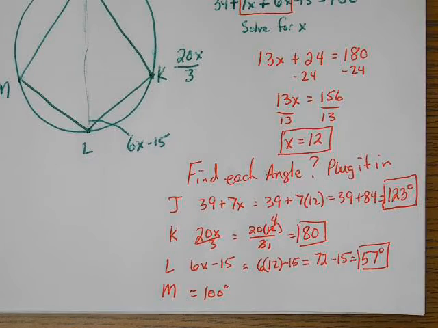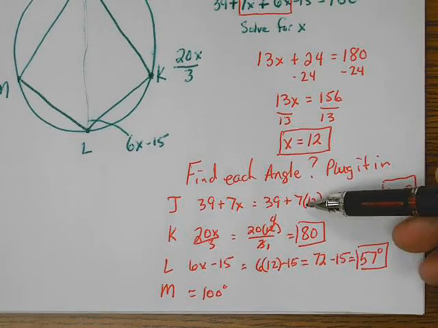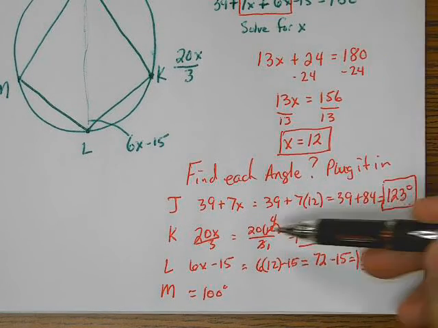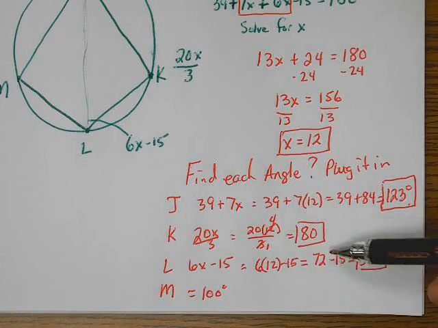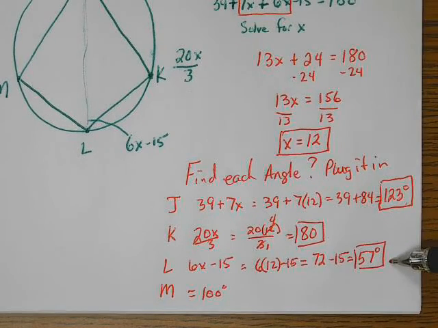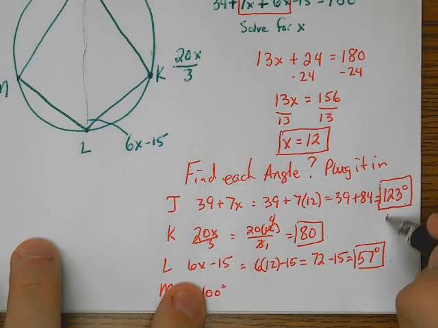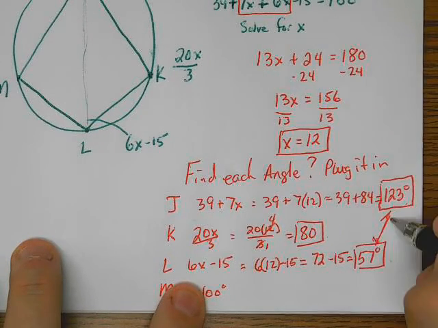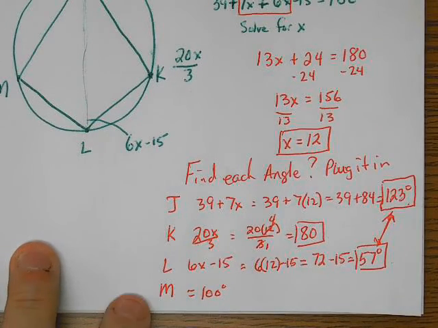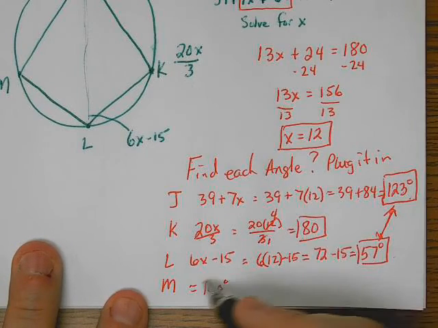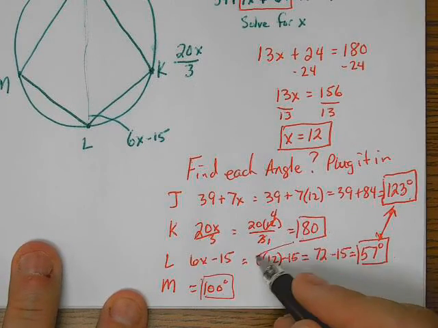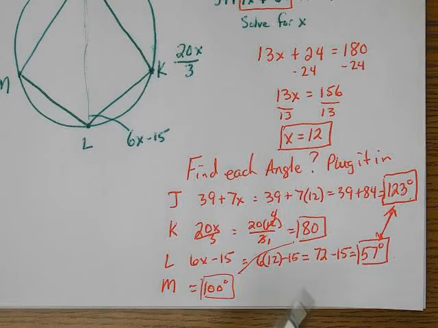All right, here are your four answers. When you put 12 in, J, you should have got 123. K, you should have got 80. Notice how you can reduce the fraction, 4 and 1. L, you should have got 57. And also know then, those are supplementary. 123 and 57. And then M is 100. That's supplementary to 80. Questions? Got it? Got to fill in the blanks for all those?